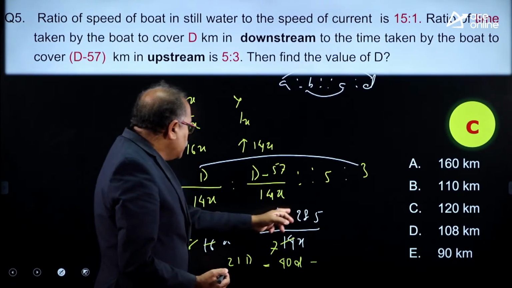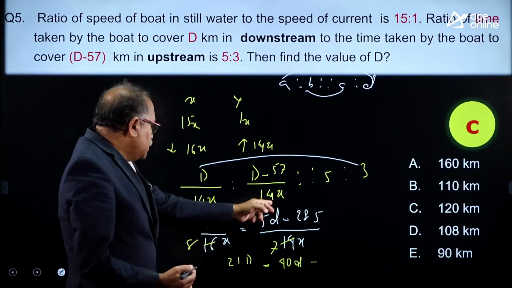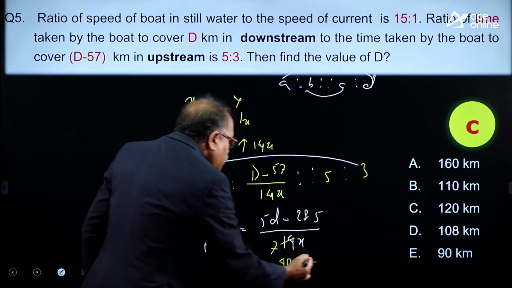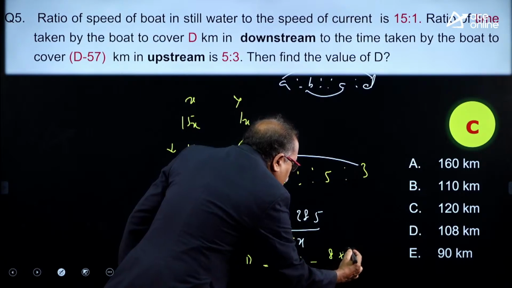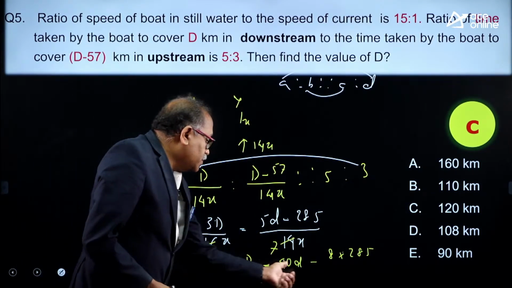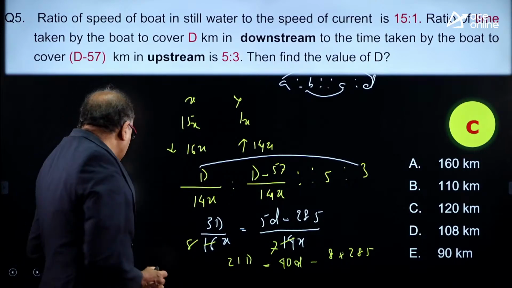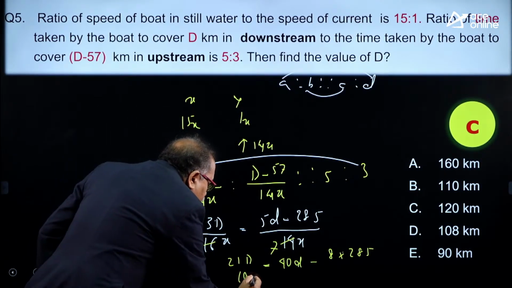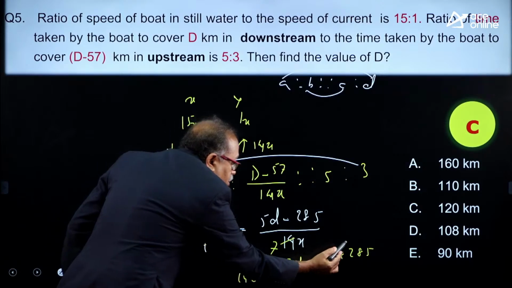Why did I get? Okay. So I need to multiply this by this one, 8 into 285. Done. So what is the difference over here? 19. So this comes 19d is equal to this number.